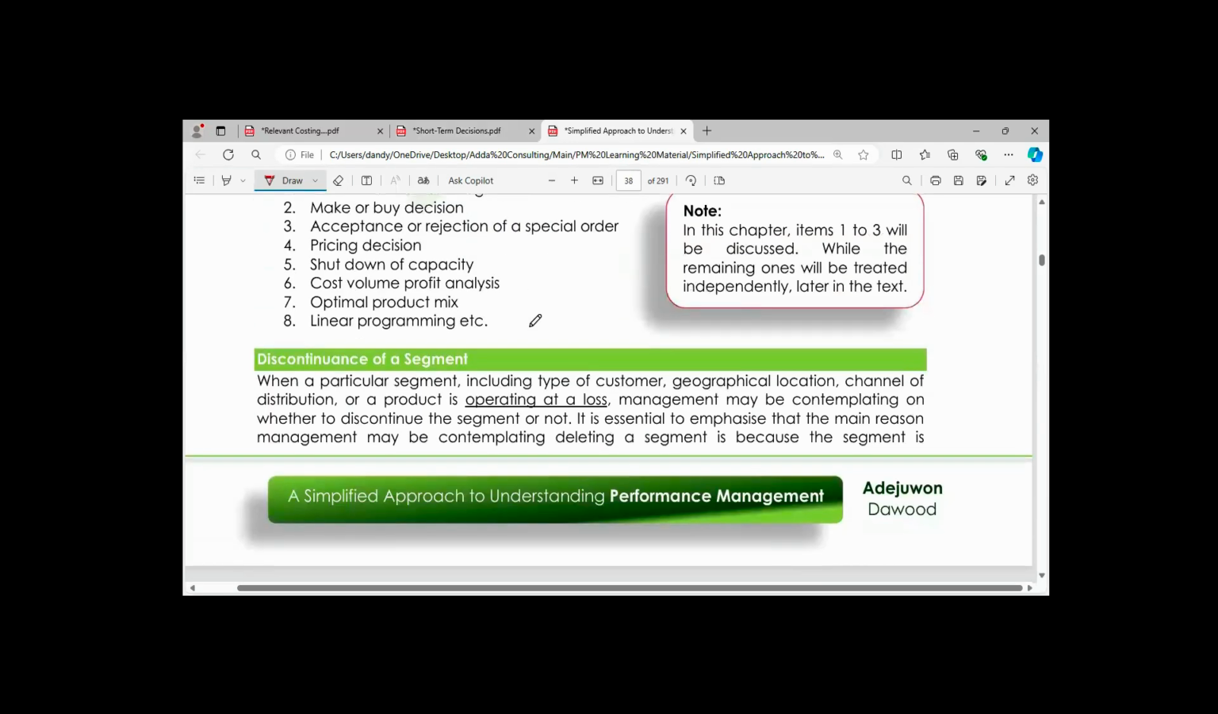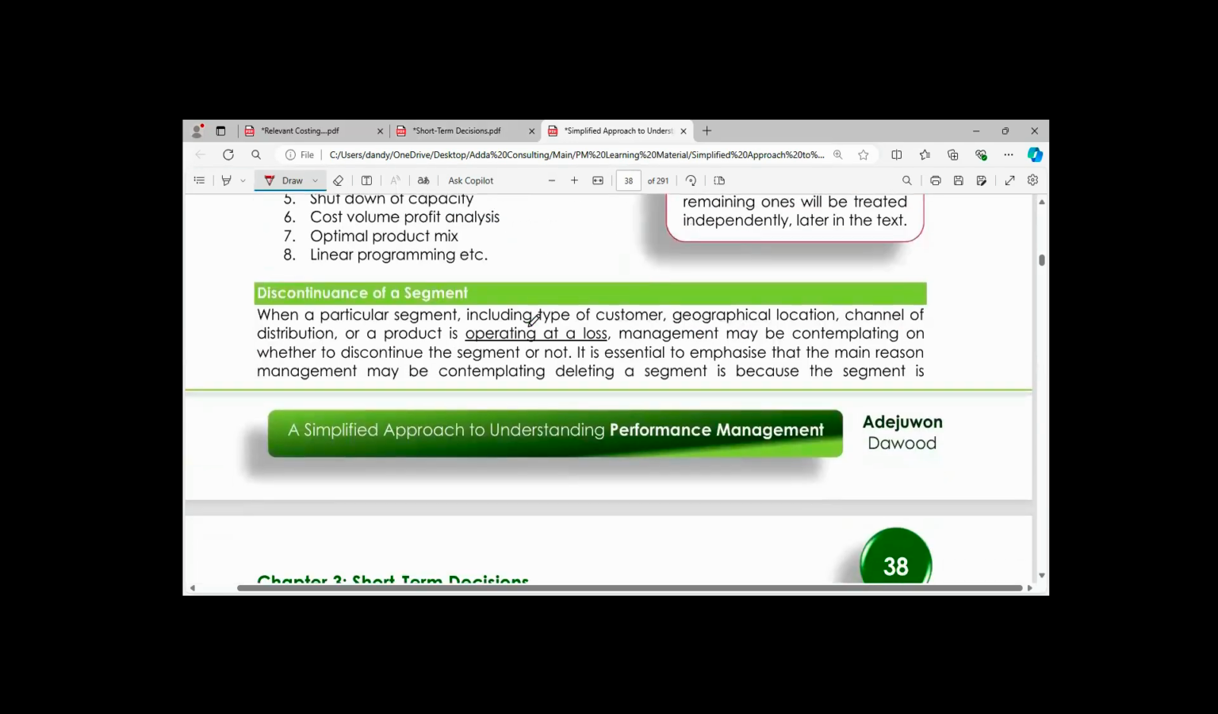What do you mean by deleting of a segment? Let me just explain because of time.